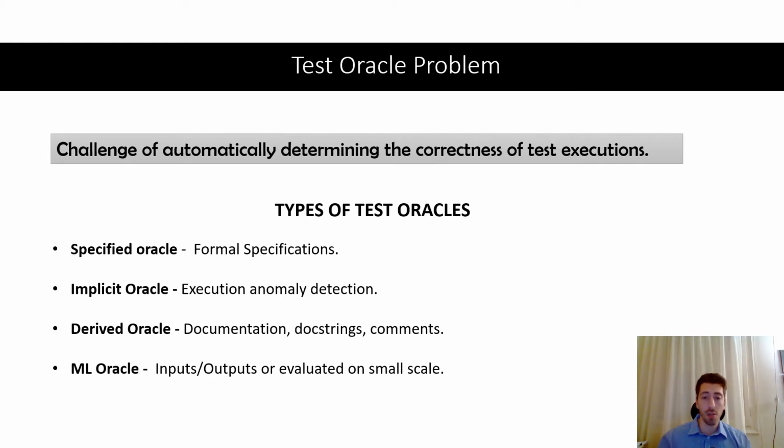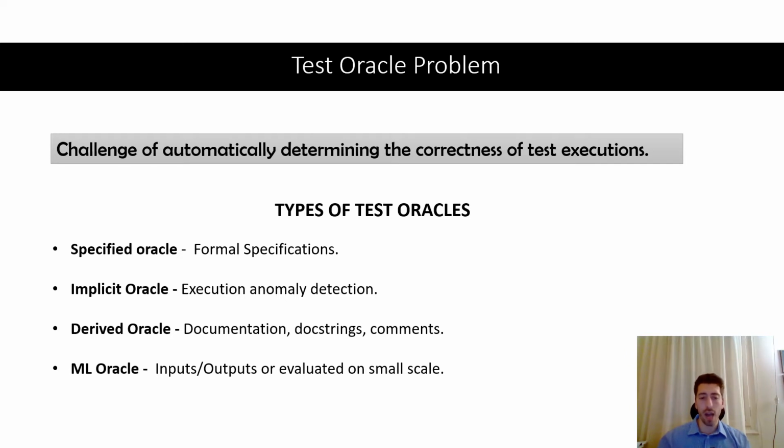So in research literature, we can see mainly four types of test oracles. The first one is the specified oracle, which judges program behavior based on formal specifications. We have the implicit oracle that detects anomalies in executions like buffer overflows and segmentation faults. We have the derived oracle, which gets information from documentation, docstrings, and comments of source code. And more recently, we have the machine learning oracle.